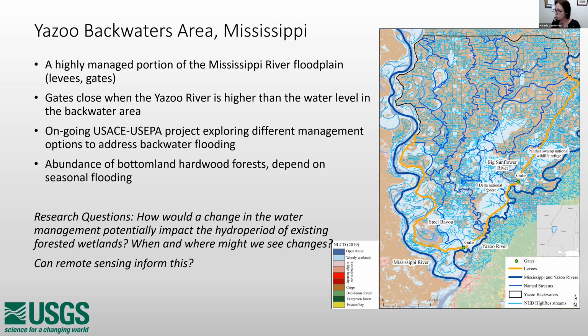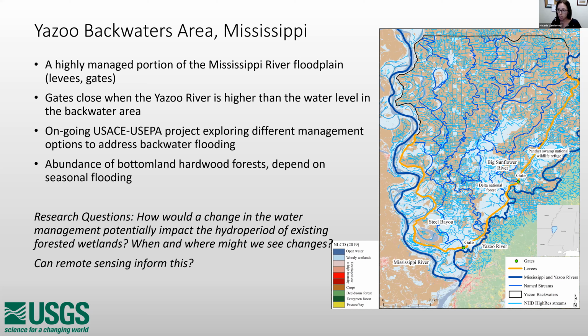When the Yazoo River is higher than the water level in the backwater area, these two gates, which are the green dots, close, and this reduces water input into the Yazoo and the Mississippi, but then water floods and backs up behind those gates. So there's an ongoing Army Corps of Engineers and EPA project to explore different management options to address some of that backwater flooding.